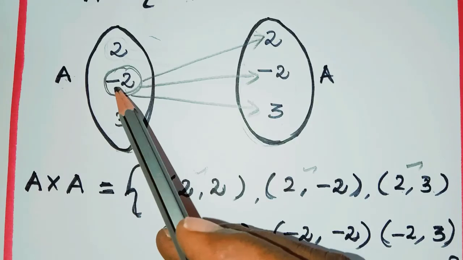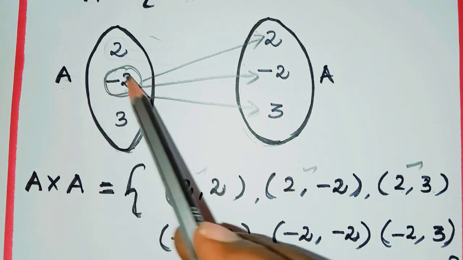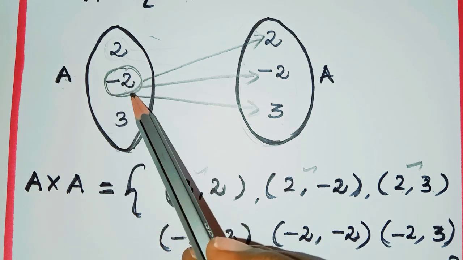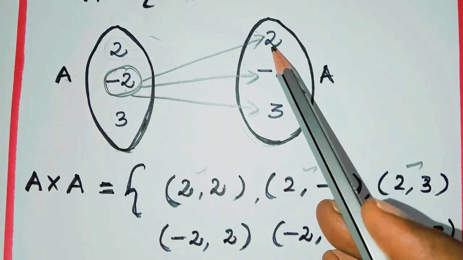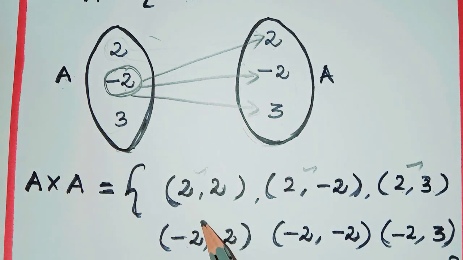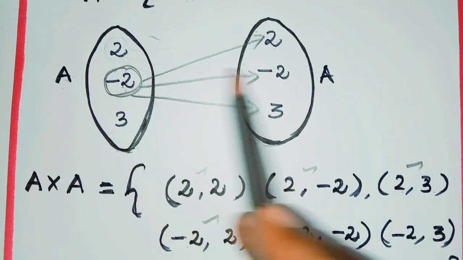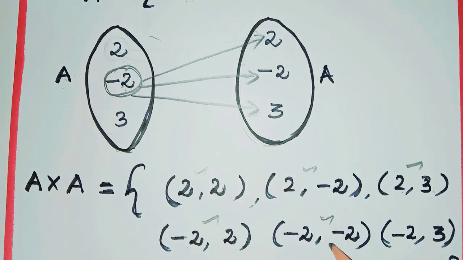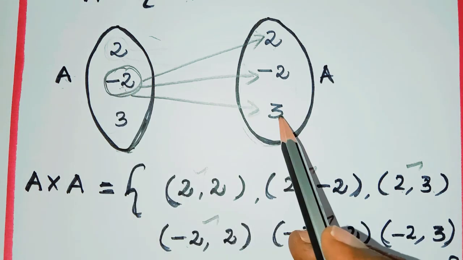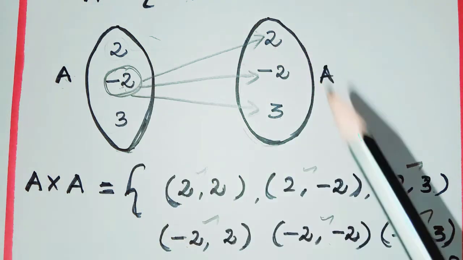Next, find all possible ordered pairs using the second element of A, that is minus 2. Using minus 2, paired with the first element of A, that is 2: minus 2 comma 2. Minus 2 comma 2 is the first ordered pair. Next one is minus 2 with minus 2. Minus 2 comma minus 2. This is the second ordered pair. Next, minus 2 with the third element 3. Minus 2 comma 3. So these are the three ordered pairs using the number minus 2.